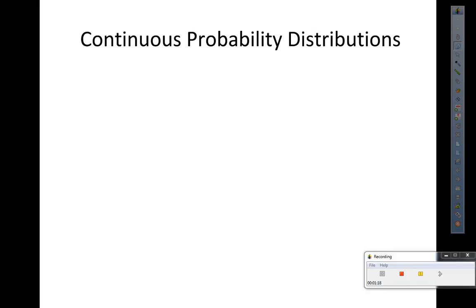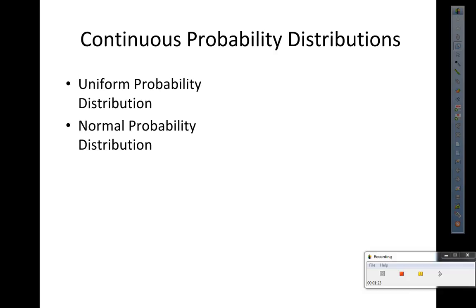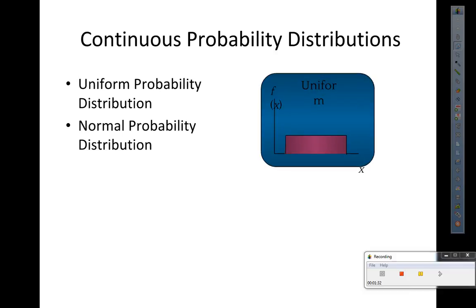These continuous probability distributions are kind of shown in two ways. You have your uniform distribution and you have your normal distribution. Later on in the book we'll see a couple more, but really for now it's these two ways. The uniform distribution basically means that it's an interval, and that interval has the same height.